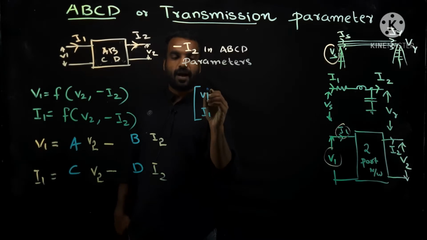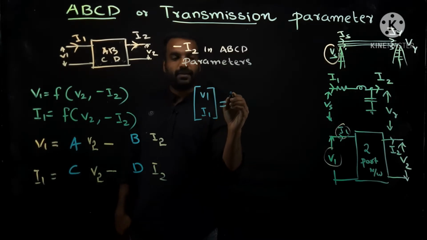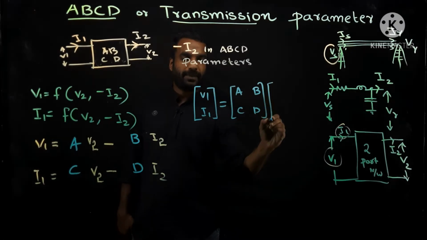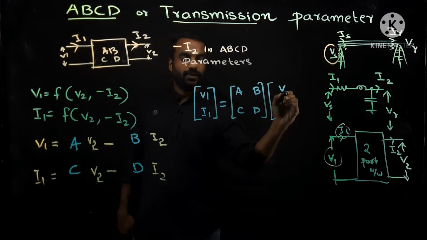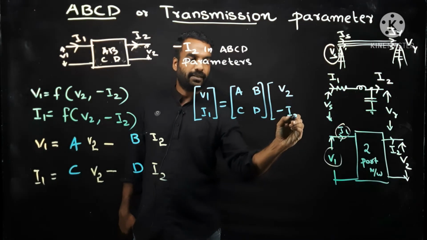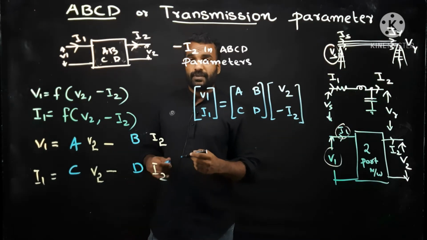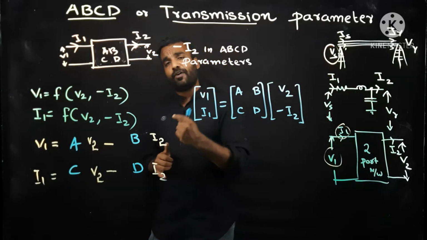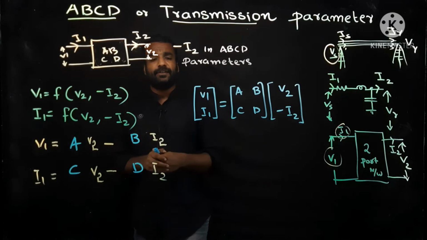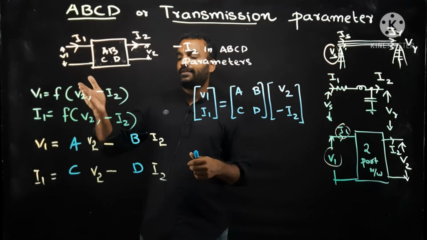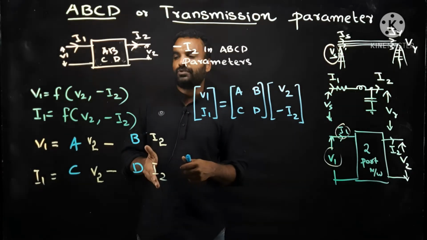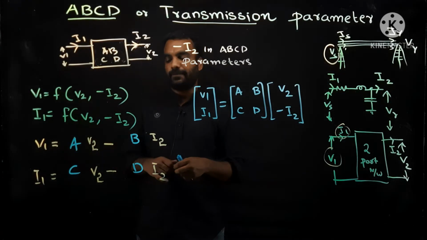V1, I1 will be A, B, C, D, the dependent parameters, into V2, minus I2. This is the matrix representation. Now we are moving to find A, B, C, D. So we know that we have to make either V2 0 or I2 0. Then only we can find A, B, C, D. Okay?